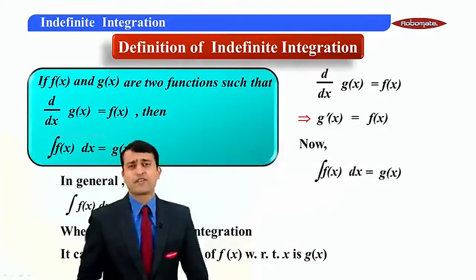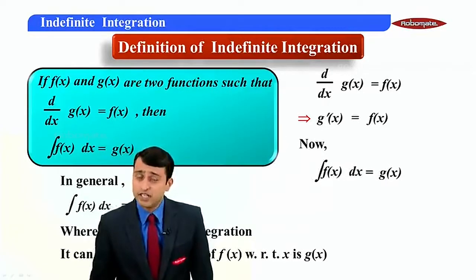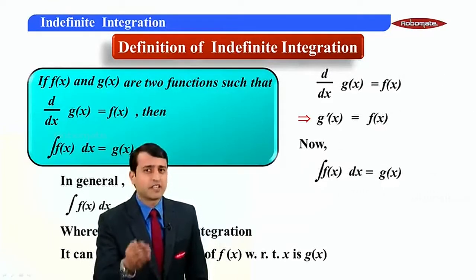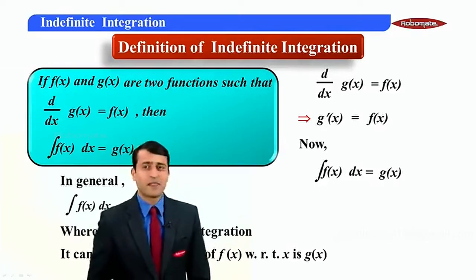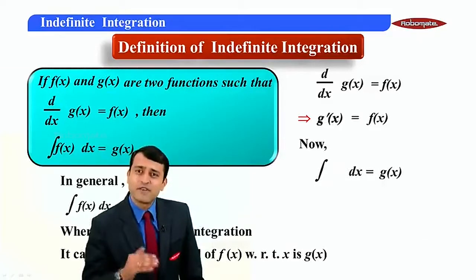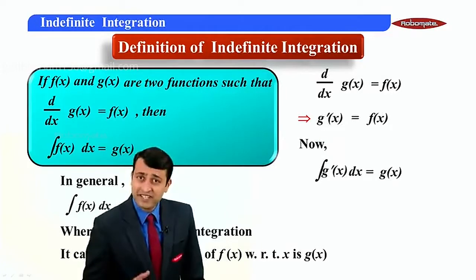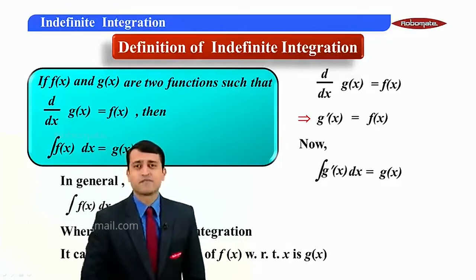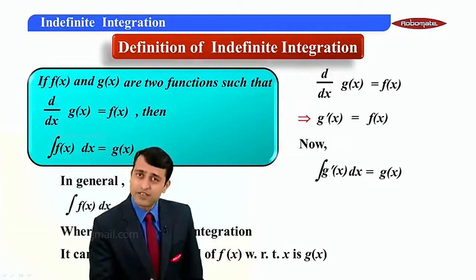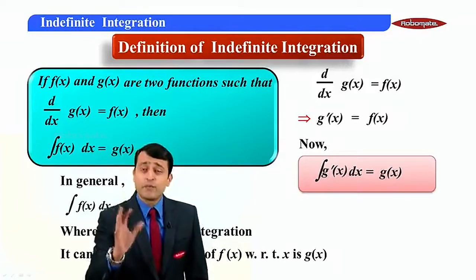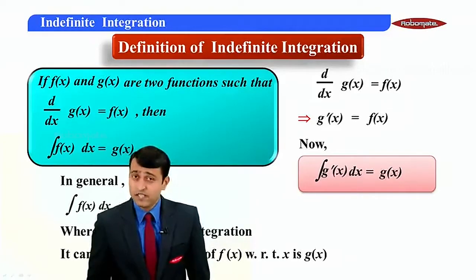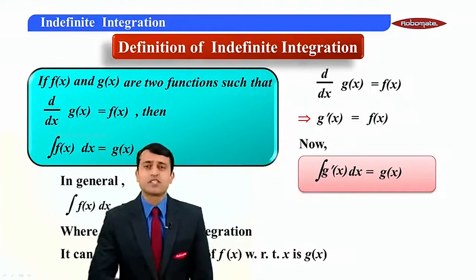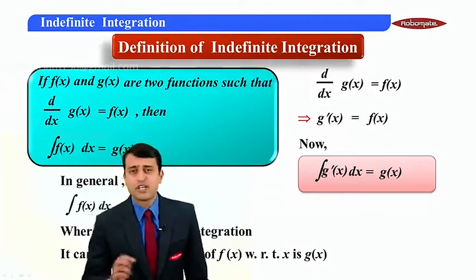Perfect. Now let us take the second line of the definition. It says integral f of x dx is equal to g of x. Now some seconds back we have written that g dash of x is equal to f of x. So can I write g dash of x in place of f of x? Perfect. So what we have is integral of g dash of x will give me g of x. Very important result which we will require for solving sums and also for entrance exams. Is that okay?